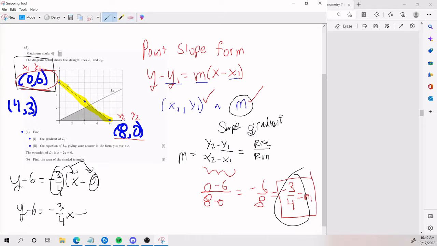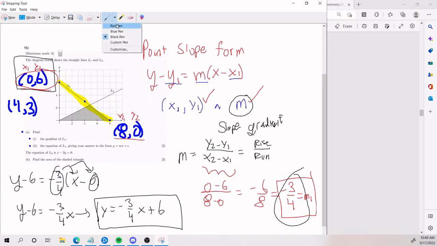I put the 6 over to the other side: y equals negative 3 over 4 x plus 6. Why did I throw it onto the other side? Because this is the form that we usually want to get to in general, which is the y equals mx plus b form. This is a 6, by the way, let's not get confused. And this is exactly what the question is asking for. Leave it in this form. So that is part A. Part A, part I would have been over here. Part A, part II would have been over here.